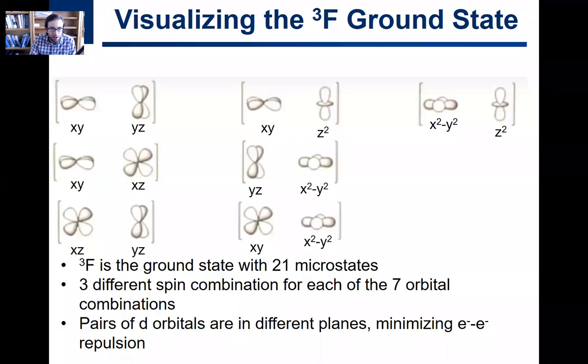So in the last video, we were able to determine by Hund's rules that triplet F was the ground state. That meant that triplet P is the only spin allowed excited state. Triplet F was the ground state because it minimized electron repulsion. The two electrons were in orbitals that were in different planes.